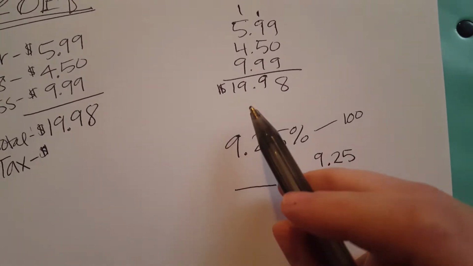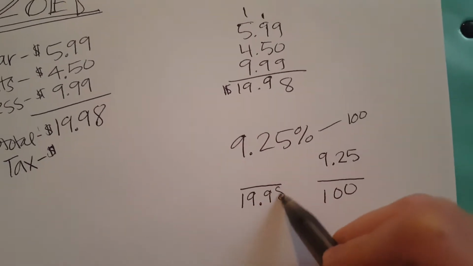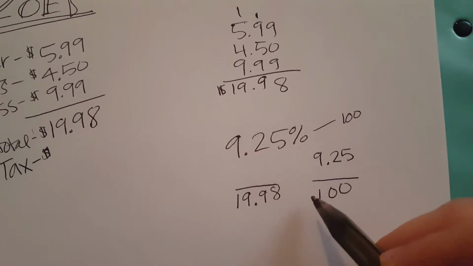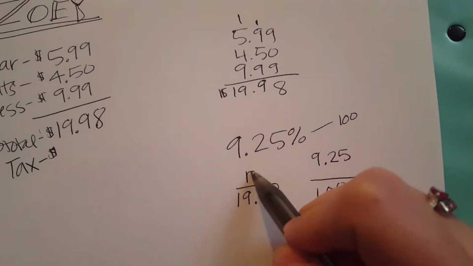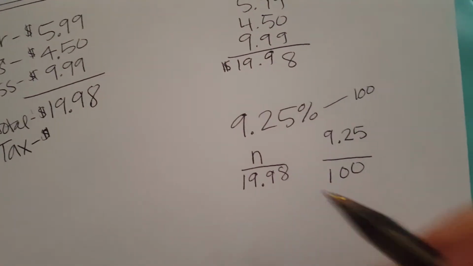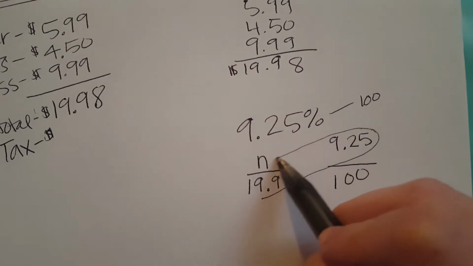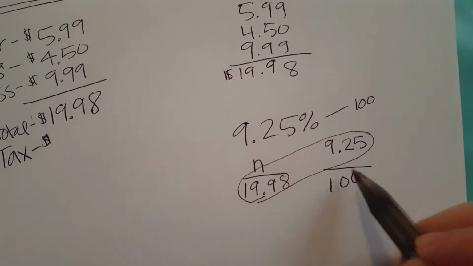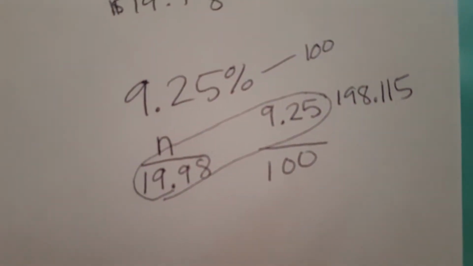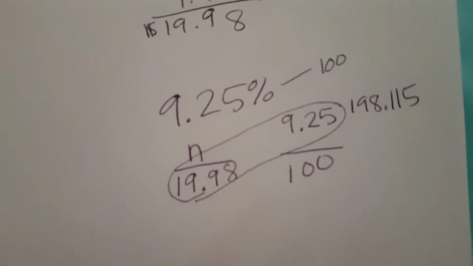Then our total amount we've spent goes on bottom. And we're looking for what out of this amount is equal to 9.25%. So that's where we put our N, our variable that we're looking for. You all know how to do this very easily. We're going to cross multiply these numbers and then divide that by 100. And when I multiply those, I get 198 and 115 thousandths.